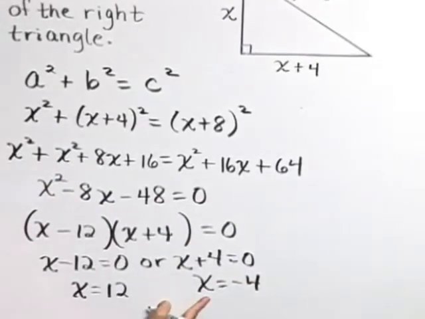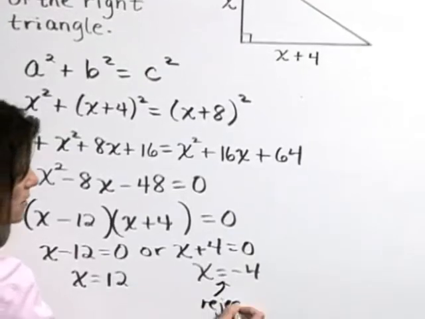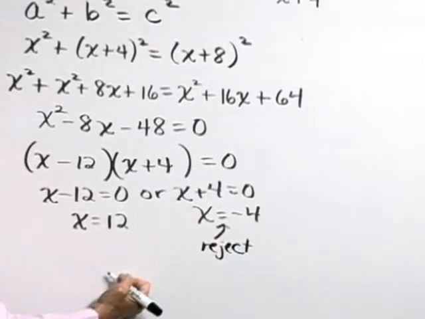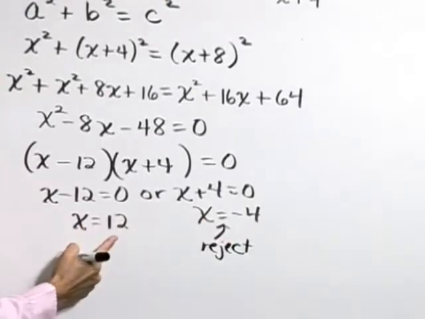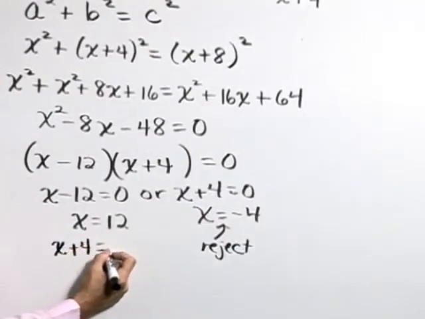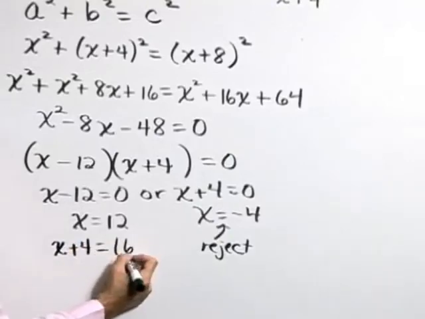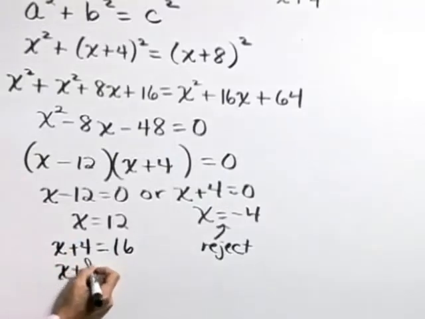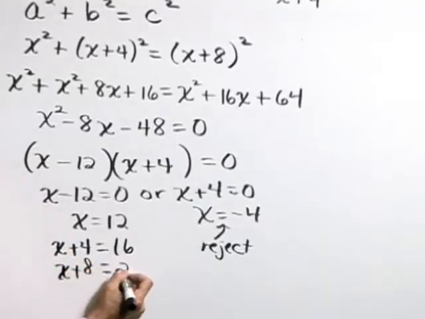Now, remember that we're solving for sides of a triangle. And if x represents one of those legs, then it cannot take on a negative value. So we're going to, right off the bat, reject negative 4 as a possible solution, a length of a leg of a triangle. But over here, x is equal to positive 12. That makes sense. And if x is 12, then the other leg, identified as x plus 4, is 12 plus 4, or 16. And our hypotenuse, identified as x plus 8, is 12 plus 8, or 20.